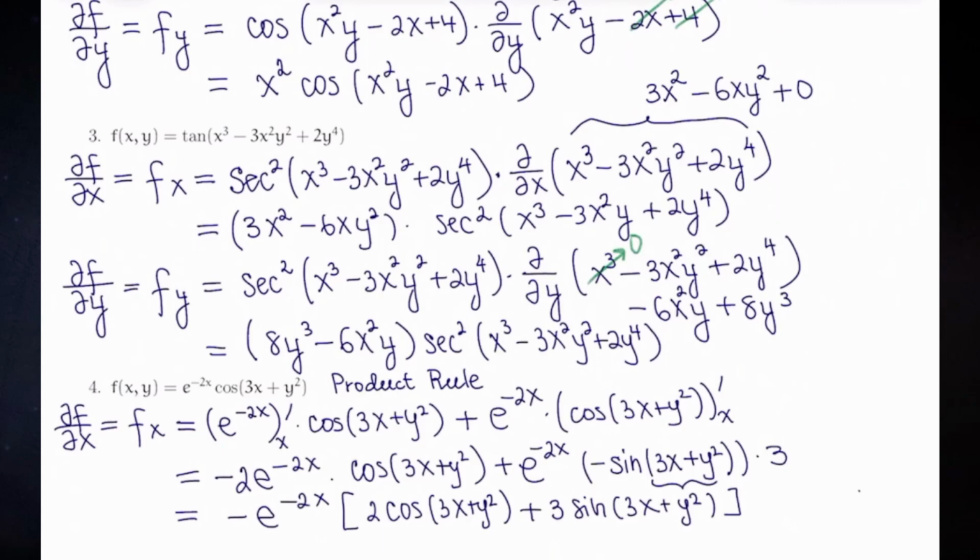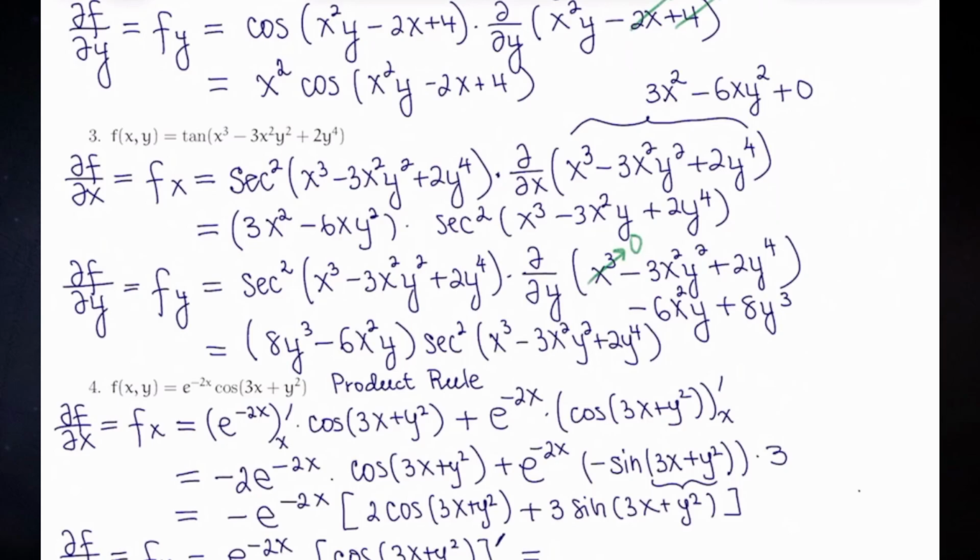And then what about with respect to y? Let's take a look at that. So f sub y. Now e to the negative 2x is a function of x. If x is constant, x is fixed, that means this is just a constant. So we do not need to apply the product rule for this portion because e to the negative 2x acts like a constant. So this becomes e to the negative 2x times the derivative of cosine of 3x plus y squared with respect to y.